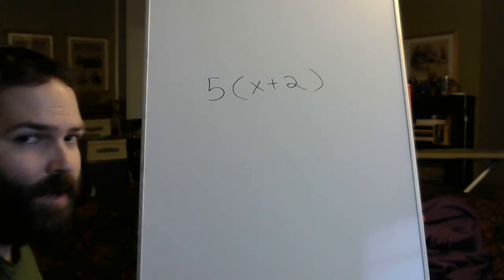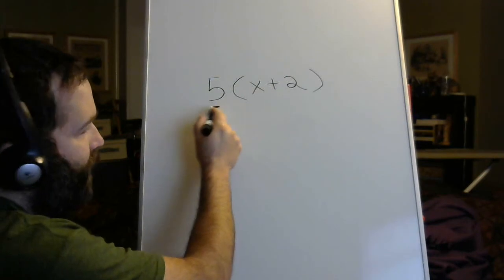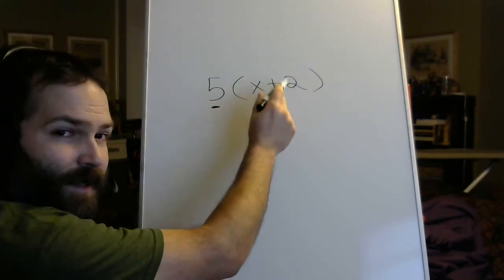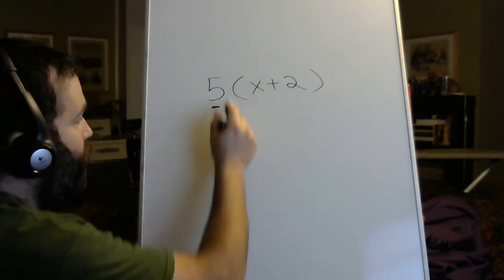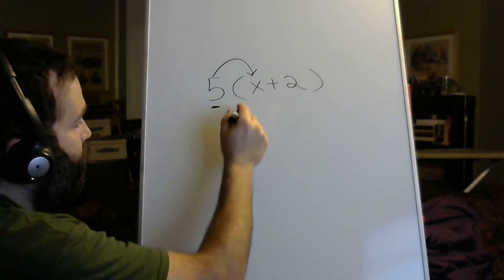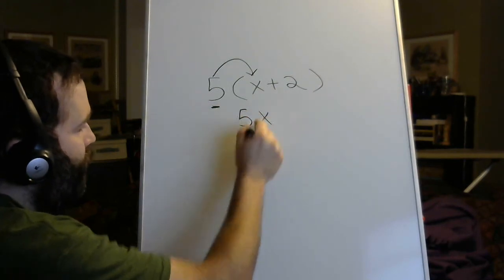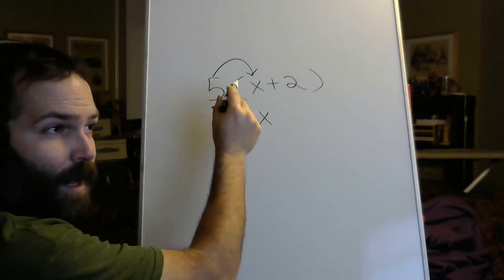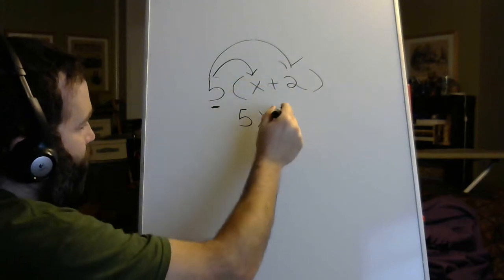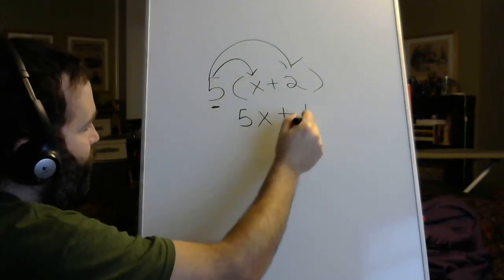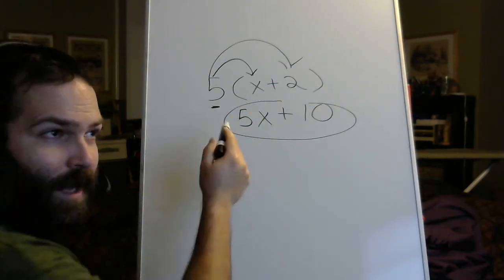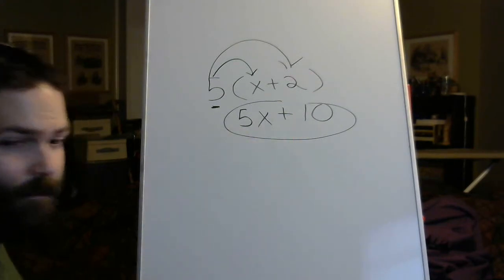And to solve this problem, what I do is I take the number that's outside of the parentheses and I multiply it by each of the elements inside of the parentheses. So I take the 5 and I multiply it by the x. And this gives me 5x. I then take the 5 and multiply it by the 2. I drop the plus sign. 5 times 2 is 10. And that's going to be the answer to 5 times x plus 2. It's going to be 5x plus 10.